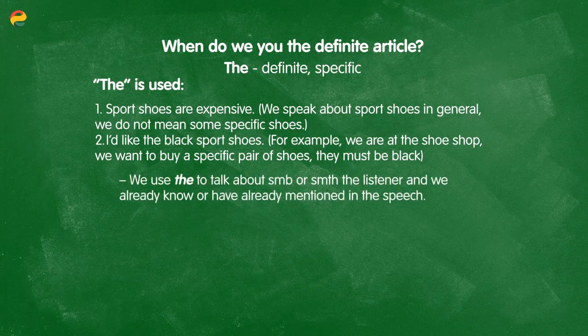I know exactly which pair I want, and the pair that I want is the one that I'm going to buy. So, in this case, we can use the to discuss things that we already know about or have already mentioned in the sentence. The black sports shoes. I already know that they exist, and I know that I've been thinking about them and I've been considering which pair I want to buy. So in this case, I use the.